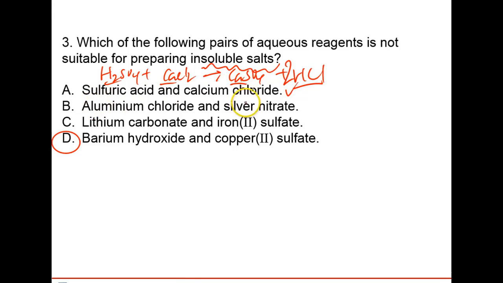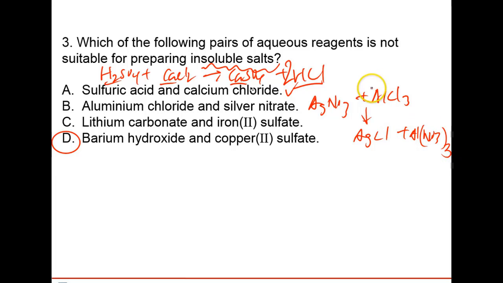Aluminium chloride and silver nitrate. So silver nitrate is soluble in water. All nitrates are soluble. AlCl3 is also soluble in water. So to get a salt, you get silver chloride. Silver chloride is insoluble in water, plus AlNO3. So everything else here is soluble in water except the salt. So yes, this method is correct.